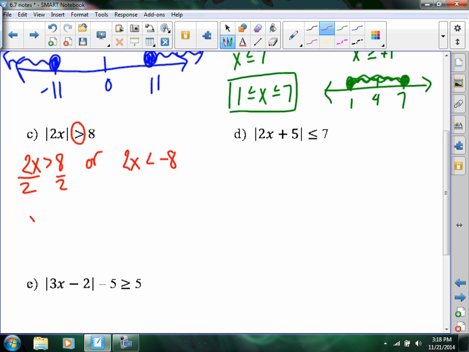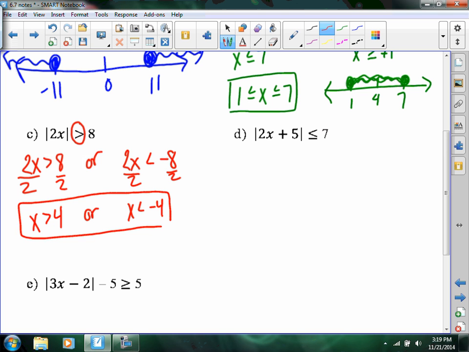And then I divide both sides by 2. So I have x is greater than 4, or x is less than negative 4. So with the ors, these are nice because you don't have to smush the answer together like we did for part B, where we had to rewrite it. We just want to make sure that our graph is really an or graph.